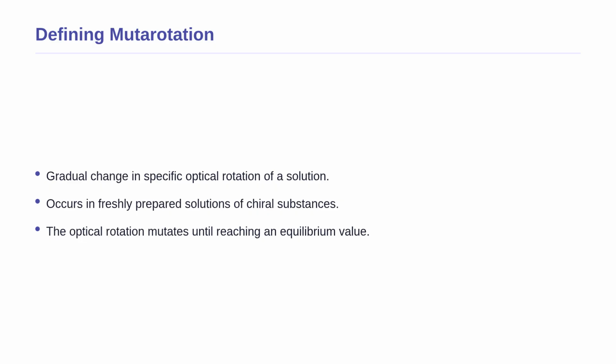But as the molecules begin their dynamic dance, flipping back and forth between shapes, the overall light-bending property of the solution slowly changes. The rotation literally mutates over time. This continuous shift in optical properties is the physical evidence that the molecules are rearranging themselves, and it only stops when the system achieves a final, stable equilibrium.